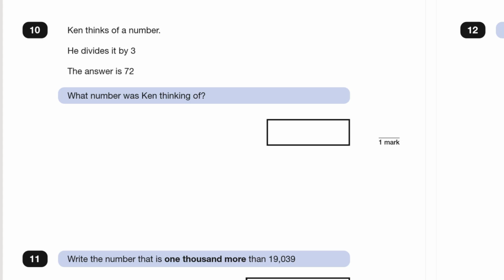Ken thinks of a number. We can use a bit of algebra here. We don't know what the number is. You could use an unknown symbol, so you could use a letter. Ken thinks of a number. You could label that as X, or you could just use a question mark. So I'm going to give that as a question mark. He divides it by 3. The answer is 72. I've simply written out what is said as a number sentence.